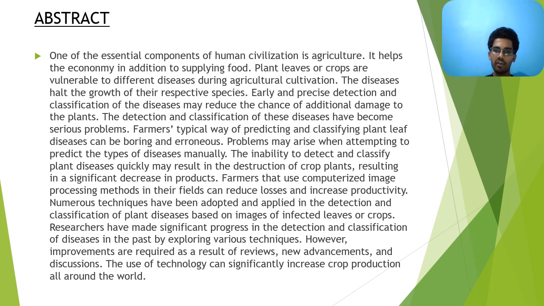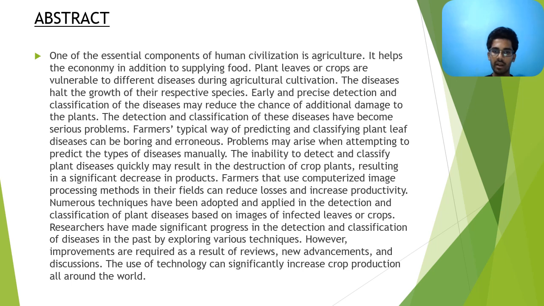Farmers' typical way of predicting and classifying plant leaf diseases can be boring. Problems may arise when attempting to predict the type of disease manually. The inability to detect and classify the plant disease quickly may result in the destruction of crop plants, resulting in a significant decrease in production. Farmers that use computerized image processing methods in their fields can reduce the loss and increase productivity numerously.